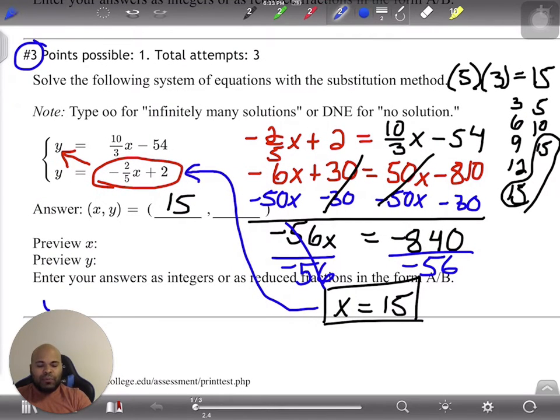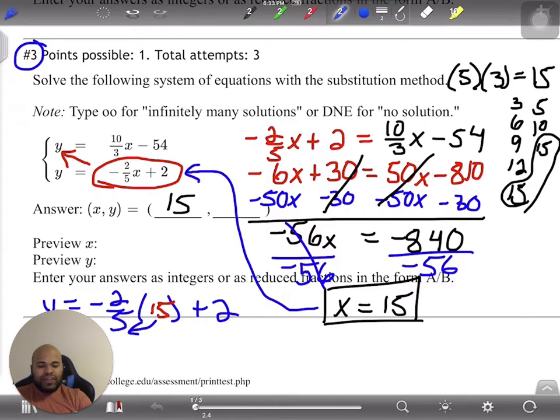So then I'm going to write down y equals negative 2/5, open a parentheses, plus 2. And wherever I see the parentheses, I'm going to plug in that 15. And I'm going to divide first, then multiply, so I work with smaller numbers. 15 divided by 5 is 3.